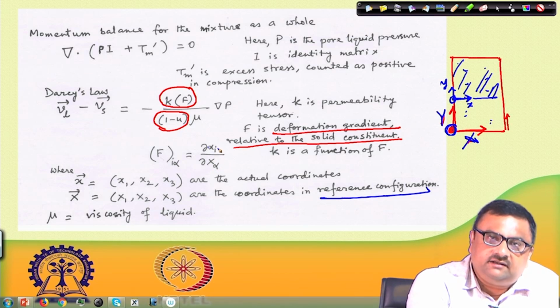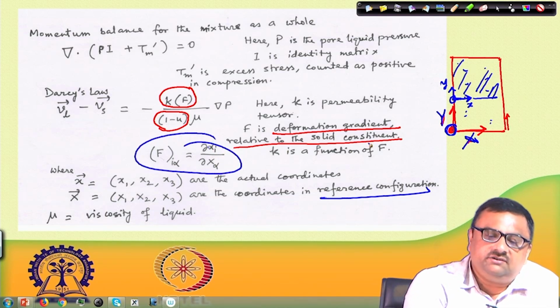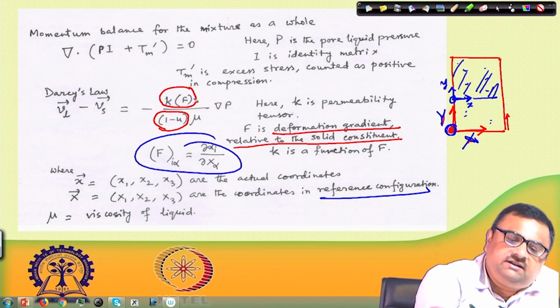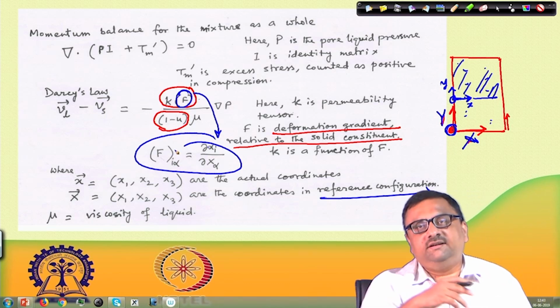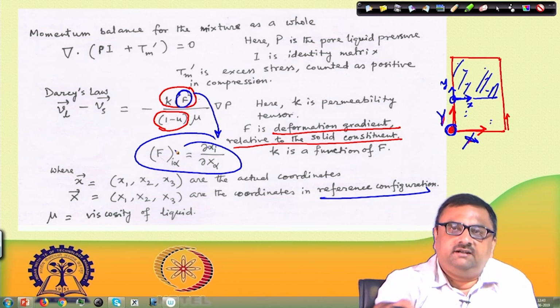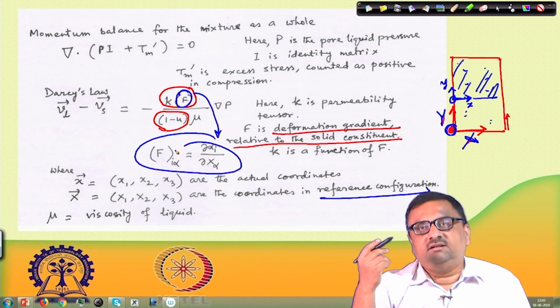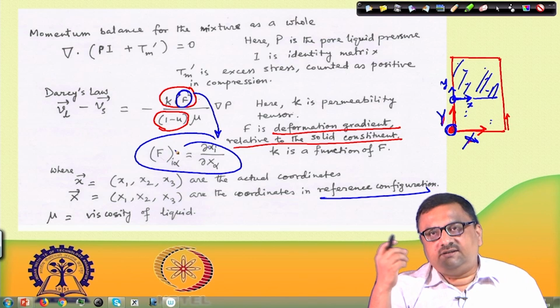Del x, that is, del small x over del capital X, is known as the deformation gradient relative to the solid constituent, and it is assumed that this F influences the permeability. Obviously, more deformation means the permeability would change. So here the permeability is also not constant, and porosity is not constant, which we have already discussed.